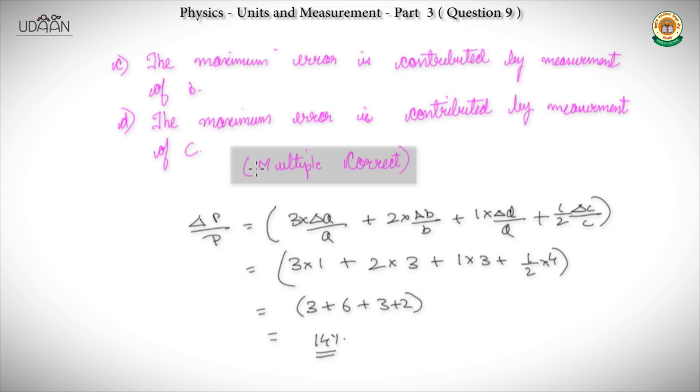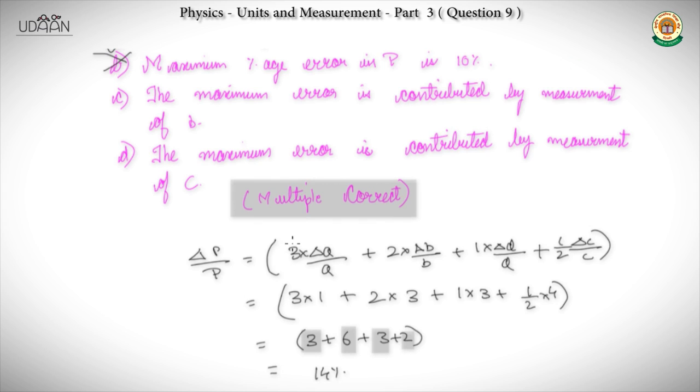And which measurement contributes the maximum error is what we need to find out in the second part. So 3% is the contribution by A, 6% is the contribution by B, 3% by D, and 2% by C. The maximum number here is 6, which pertains to B. So we can easily find out that C is the right option since it contributes majorly to the percentage error in P, and D is the incorrect option.